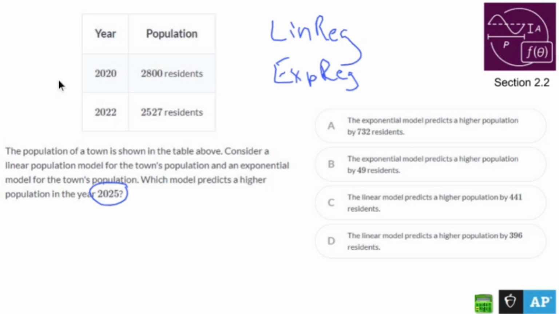Two things. I don't feel like plugging in 2020. I don't feel like plugging in 2022. So I'm going to use 0 for this, 2 for this, and 5 for this. And I'm allowed to do that because I don't really care about what the equation looks like. I just care about what I get in the end.